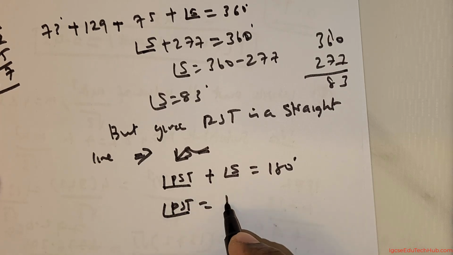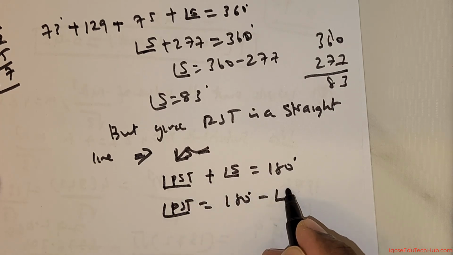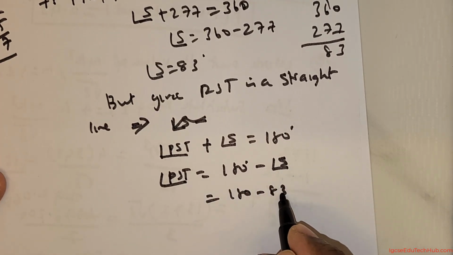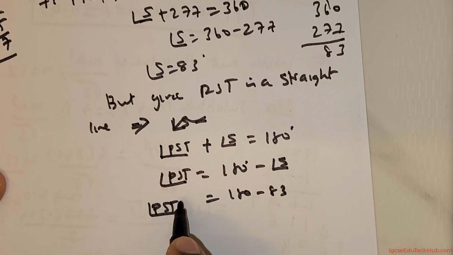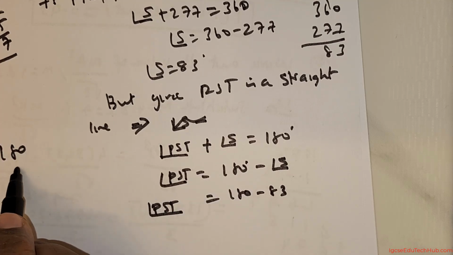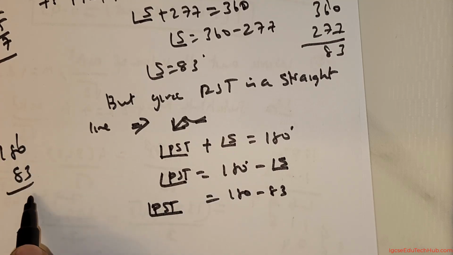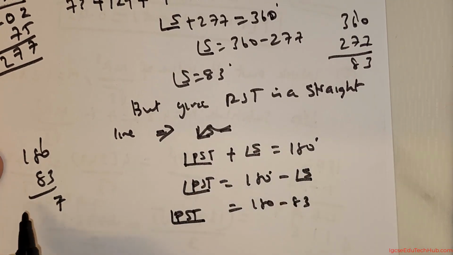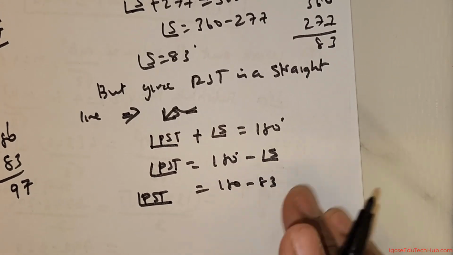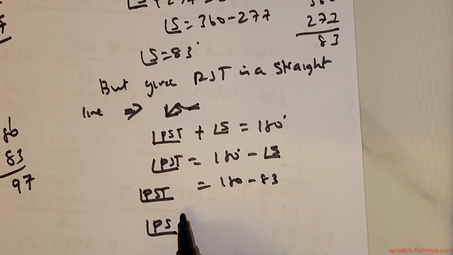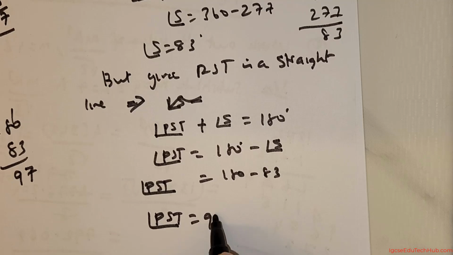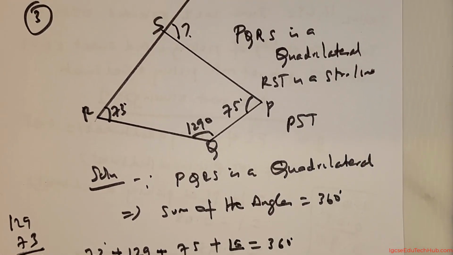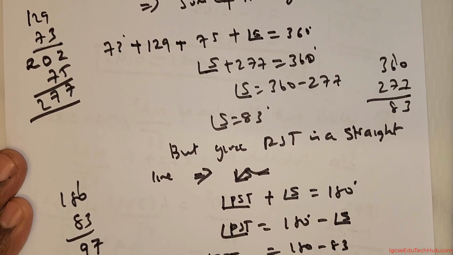So PST is equal to 180 minus angle at S, which is equal to 180 minus 83. This is PST. So 180 minus 83, you get 97. So this means PST is 97 degrees. That's the solution for this question. So we move on to the next one.